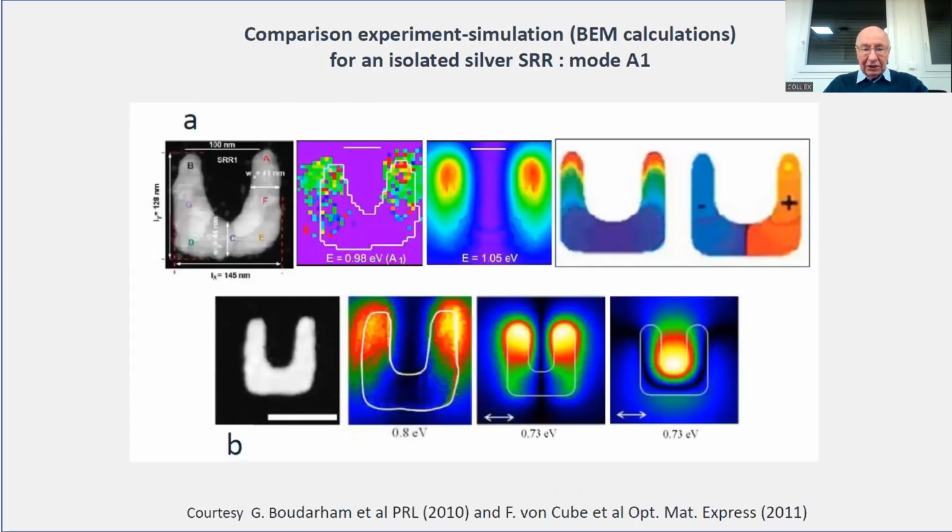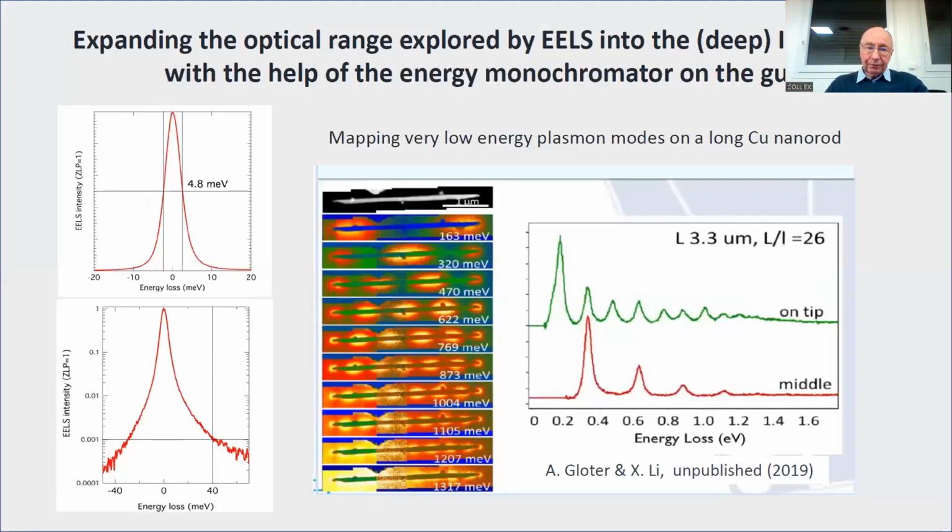So this is a continuation with a split ring resonator. We have the experiment, and you have the calculation of the electric field and of the magnetic field in this system. So now we come to the third part of this description of interest when we go to the deep infrared.